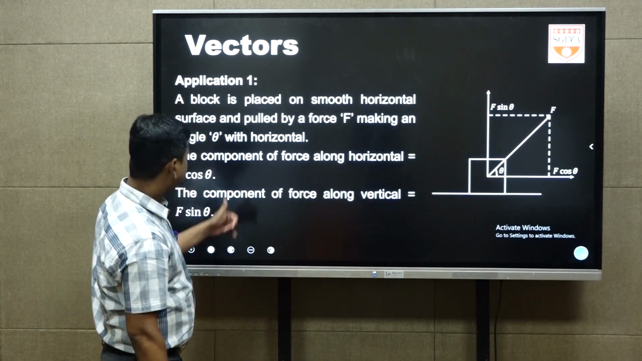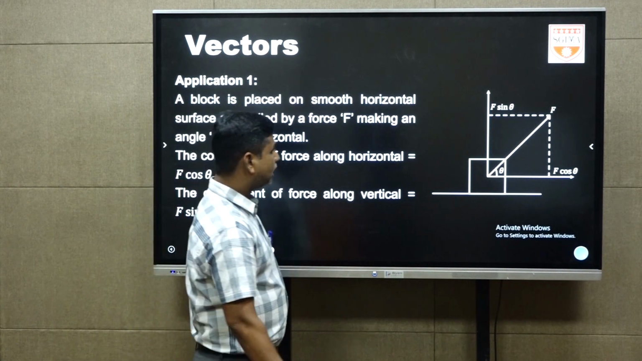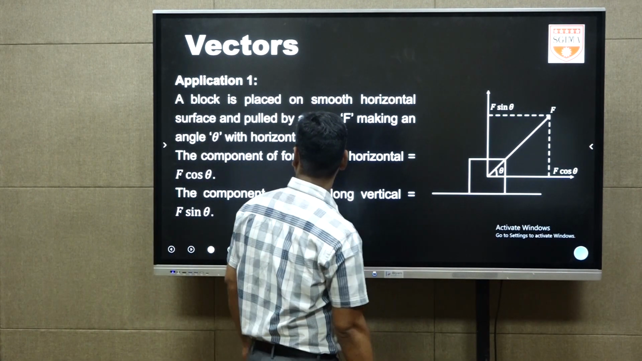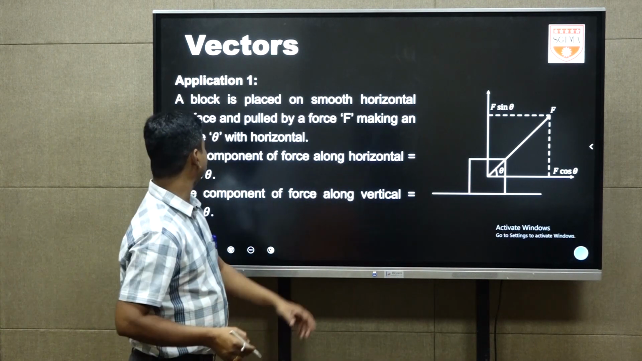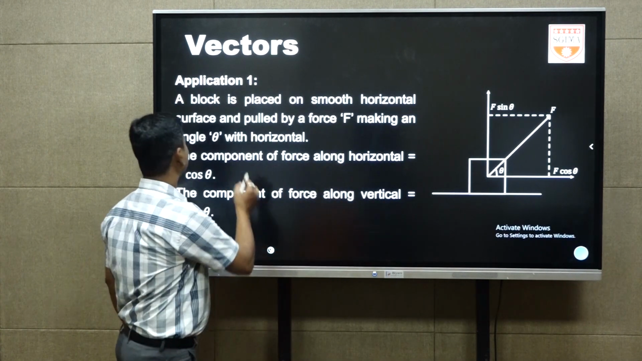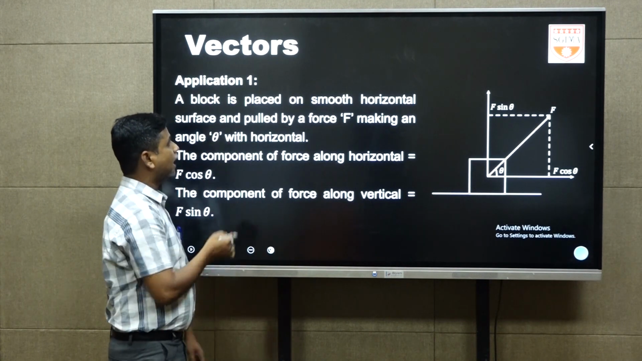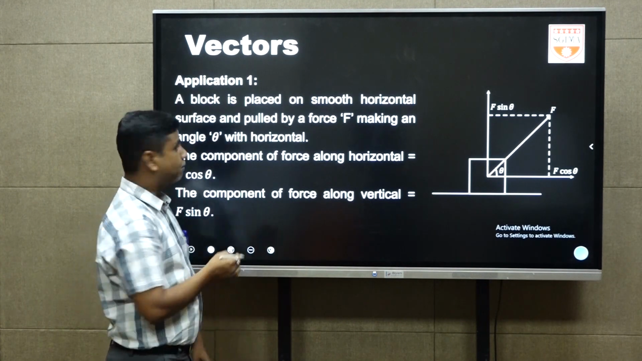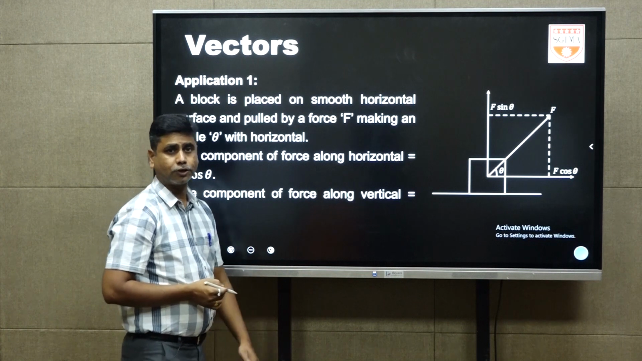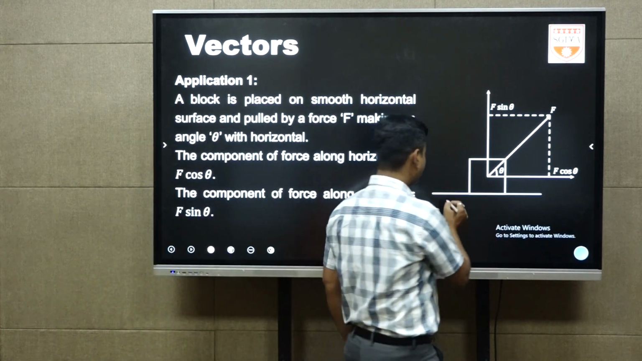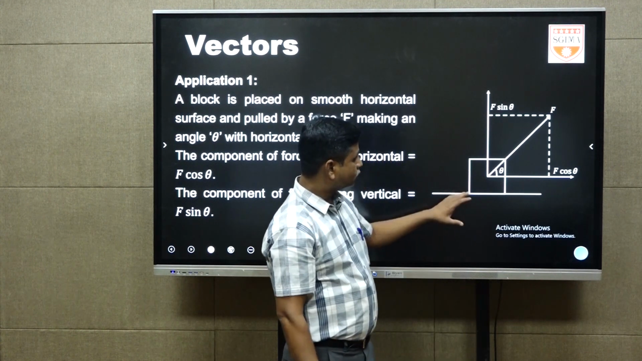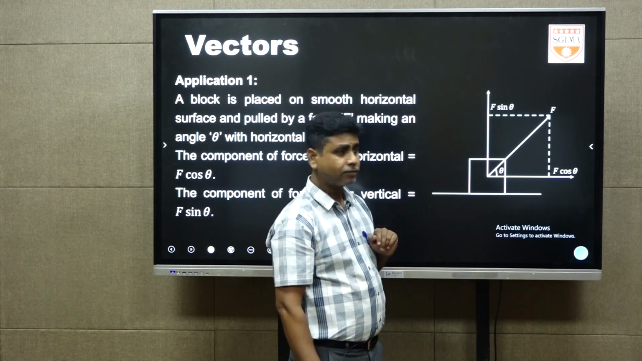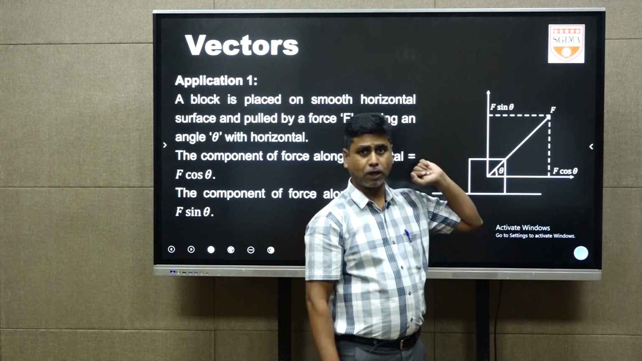Next, one more application. Let us consider a block on a smooth horizontal surface and pulled by a force F making an angle theta with horizontal. Here one block is taken on the smooth horizontal surface, and force F is applied on the block.